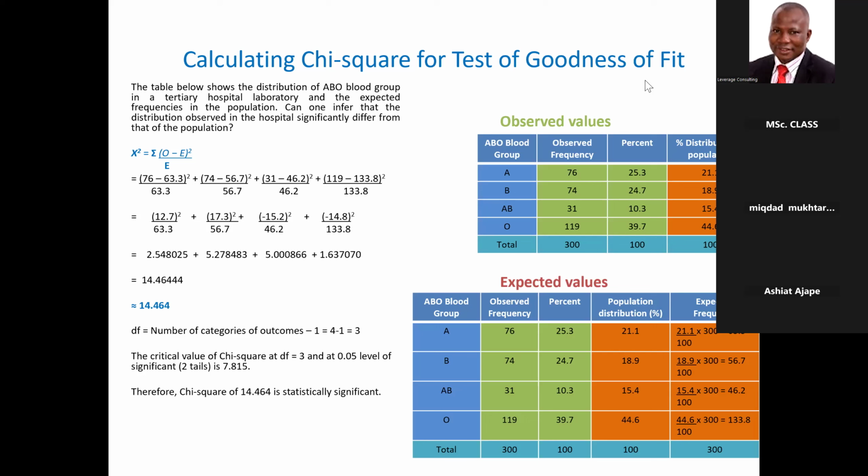So if you look at the critical value, degree of freedom of 3 is 7.815, and your calculated value is 40.464. That is statistically significant.